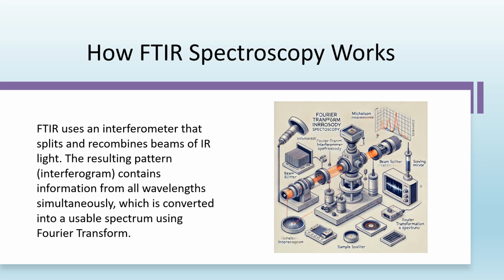Rather than analyzing one wavelength at a time, FTIR collects everything at once. The final step is a mathematical process called Fourier Transform, which converts the interferogram into a usable spectrum. This spectrum provides the detailed molecular fingerprint we need for analysis, quickly and with precision.